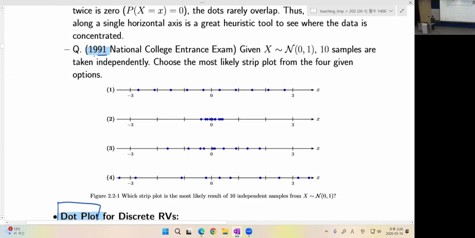So the question is this. You know already the standard Gaussian with zero mean and unit variance. Now the question, this is a math problem. You take 10 samples independently from that random variable and put dots on a straight line. Now, which one among 1, 2, 3, 4 looks most likely? Got it? So are you ready?